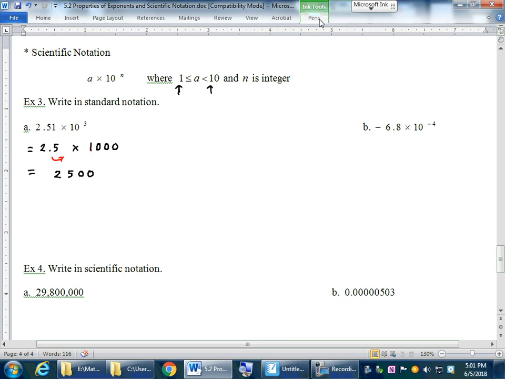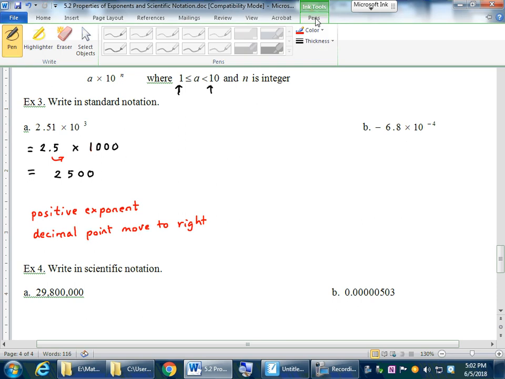So right here, what you need to do is put a note that if it is a positive exponent, the decimal point moves to the right. So when n is a positive exponent, we move the decimal point to the right.